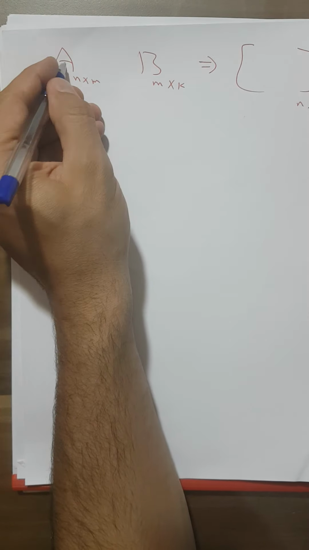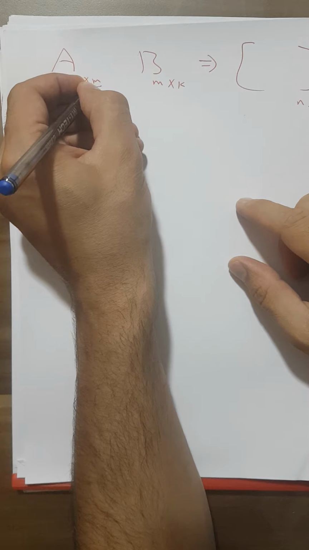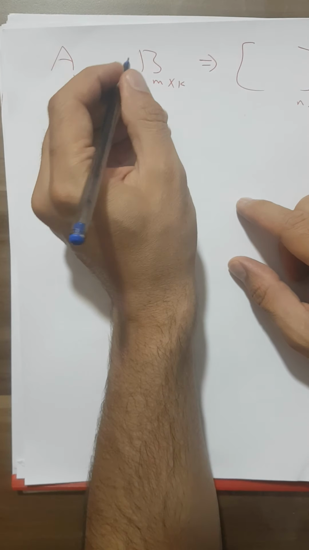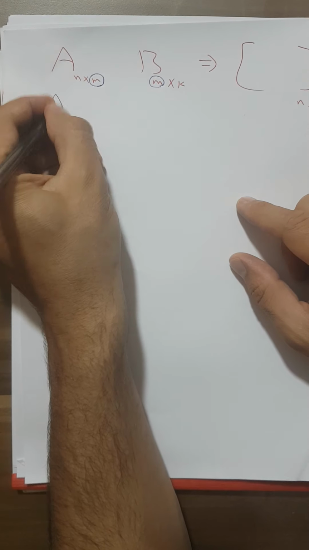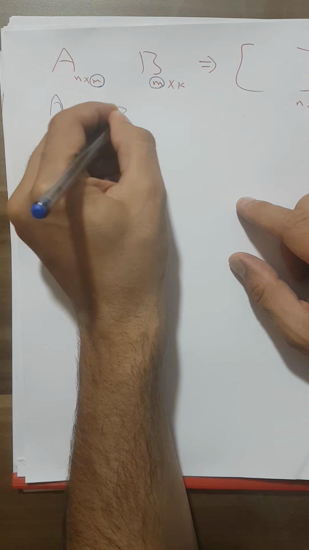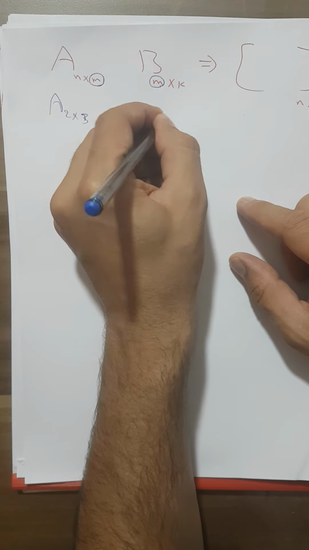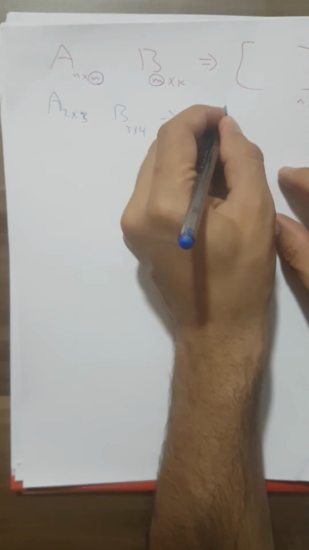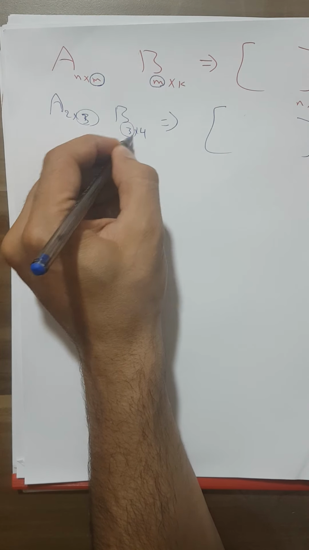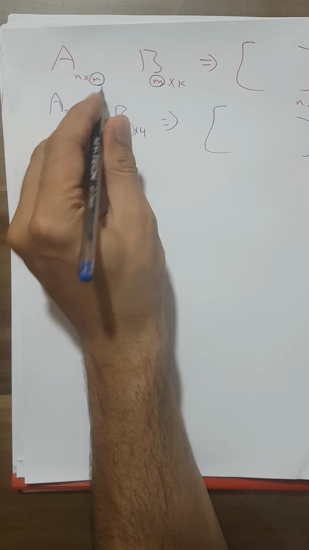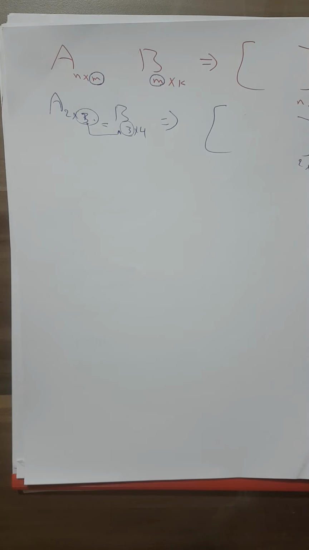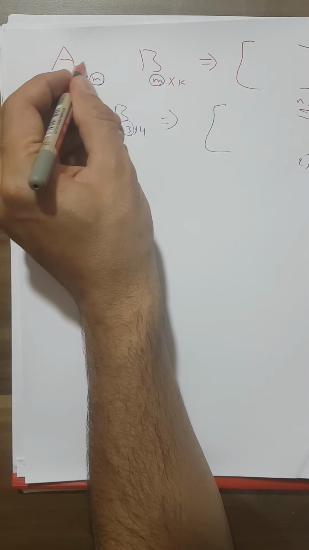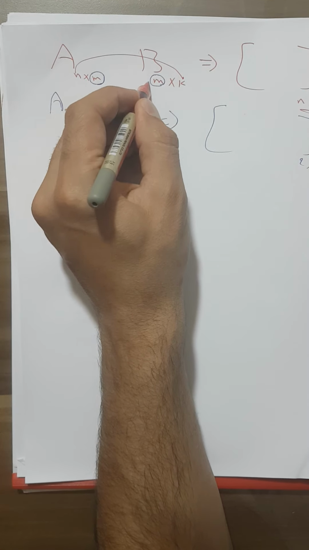So look at here, the note. If the dimensions are different, it's okay. But the important thing is that the number of columns of the first matrix should be equal to the number of rows of the second matrix. For example, if A is 2 by 3 and B is 3 by 4, it's okay. These are equal, so we can multiply, and the result will be 2 by 4.